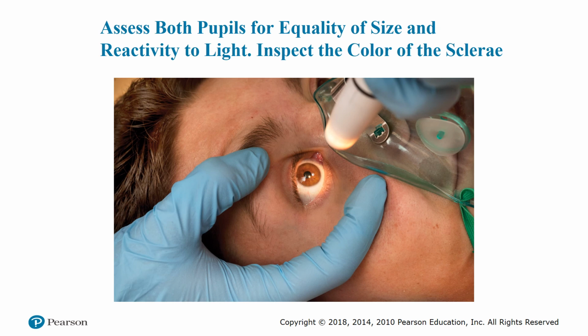We practice this in class, assessing the pupils for equality and size of reactivity to light. Inspect the color of the sclerae. Petechial hemorrhages sometimes can be signs of compression injury or strangulation. That's really broken blood vessels in the eye. If you see this with a compression injury, I would imagine your patient's condition is pretty bad. You might be looking at something like traumatic asphyxia, is what we used to call it.